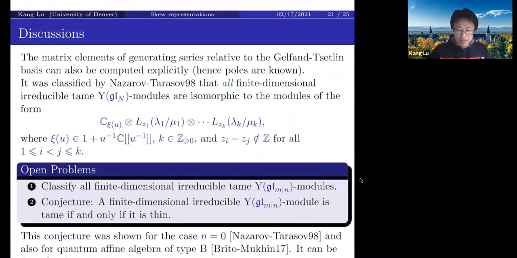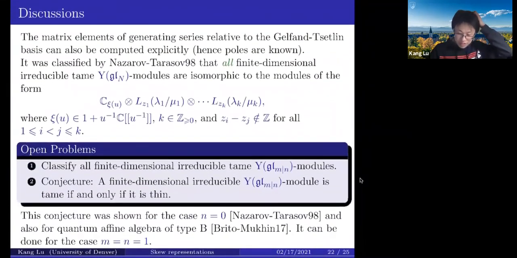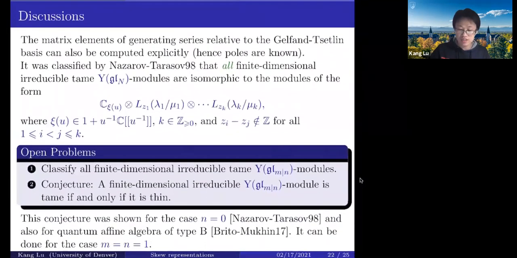Okay, so finally, let me discuss a few things. First, we're interested in the skew representation, because everything can be computed explicitly. For example, you can compute the matrix element of all those generating series, for example, E_ij(u), F_ij(u) as well. You can compute all those things. Another one is to try to understand the tame modules here, because in the even case, it turns out that all the finite dimensional irreducible tame modules, they are just a tensor product of skew representations. So those ones are the building blocks of the tame modules.